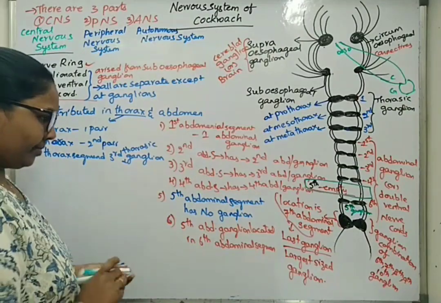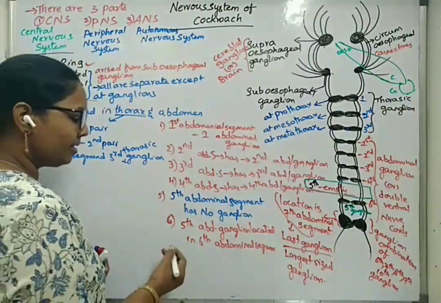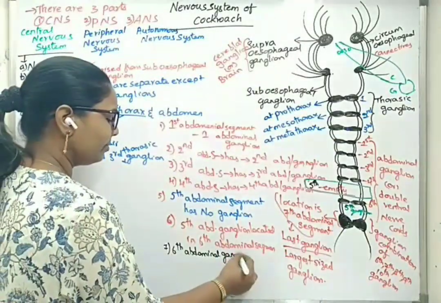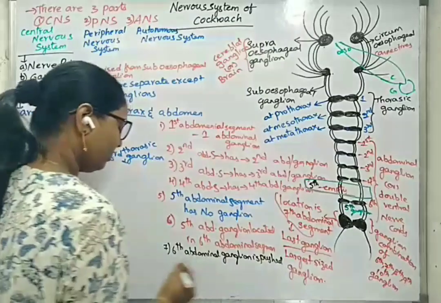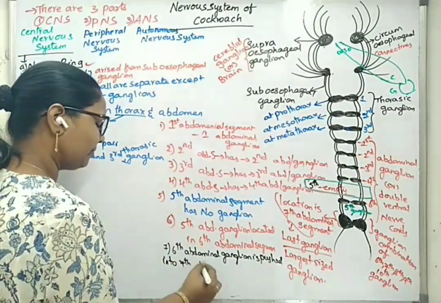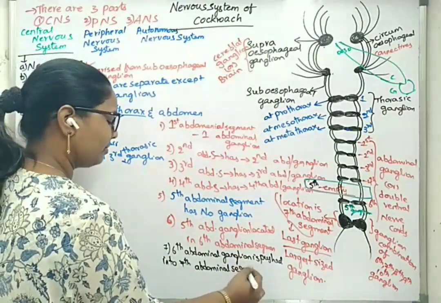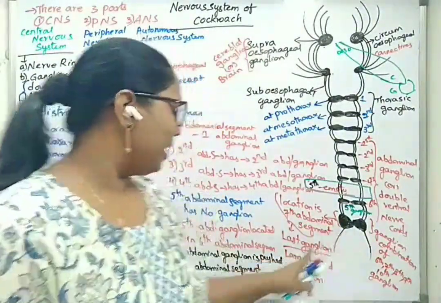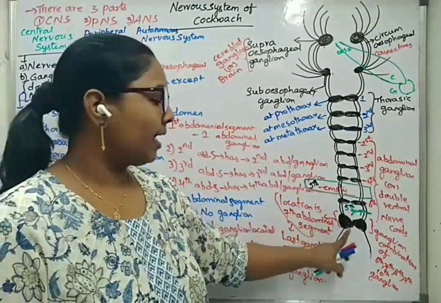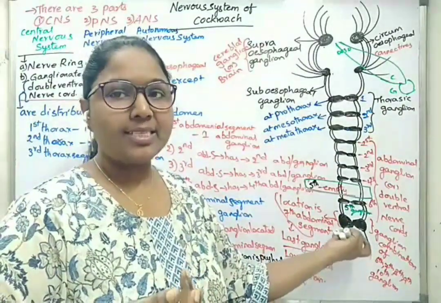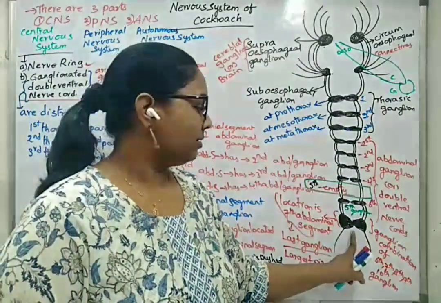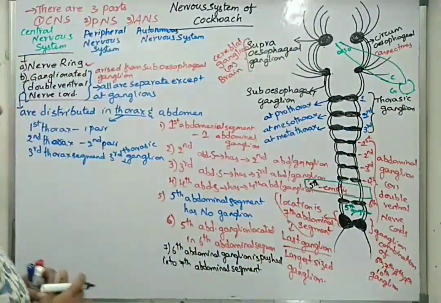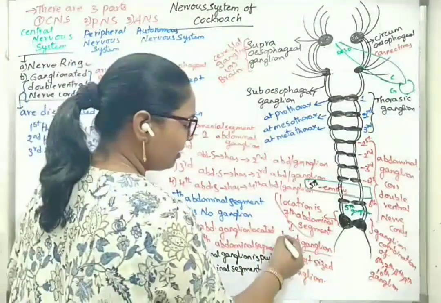Sixth ganglion is pushed into seventh segment. Sixth abdominal ganglion is pushed into seventh abdominal segment. Now, in seventh abdominal segment, seventh ganglion, eighth ganglion, ninth ganglion, tenth ganglion, along with the sixth abdominal ganglion, all are gathered here, means all are fused here to form the largest ganglion. So we can see, out of all ganglion, the seventh abdominal segment is having the largest ganglion, which is formed by fusion of all these up to the tenth ganglion. So I have written here, it is the largest ganglion.